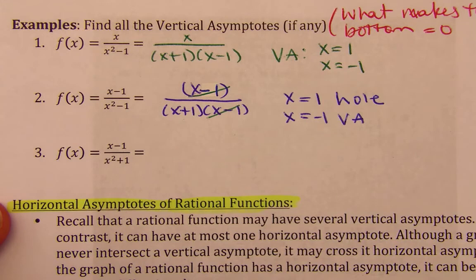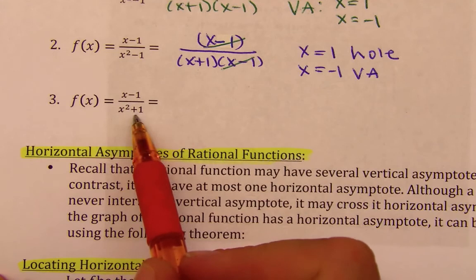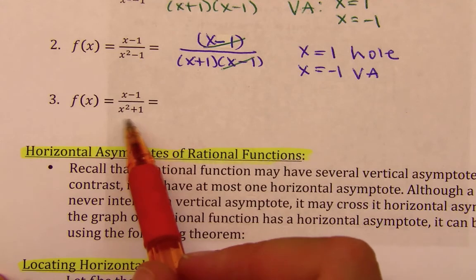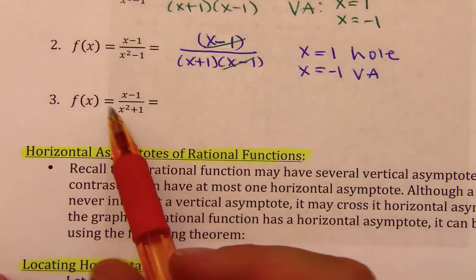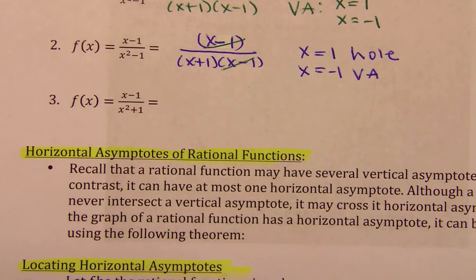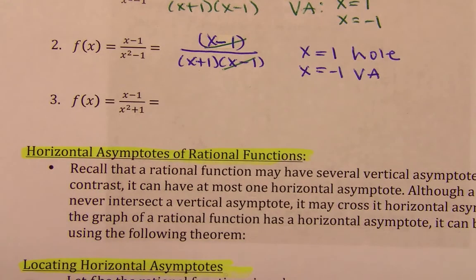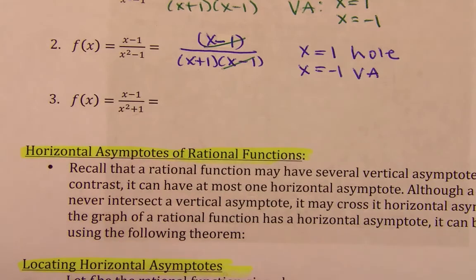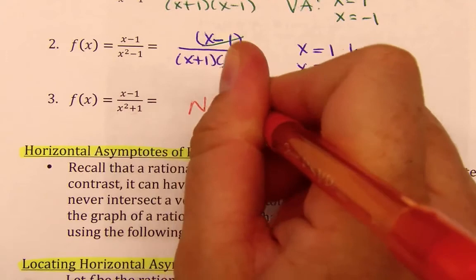Okay. Now looking at this last example here, I can't factor the denominator, at least not with real numbers. I would need imaginary numbers to factor this. And so what that means is that there's no values that make my denominator 0. You can try to think of some x values, but there's none that are going to make this equal 0. So since there's nothing that makes the denominator equal 0, there are no vertical asymptotes.